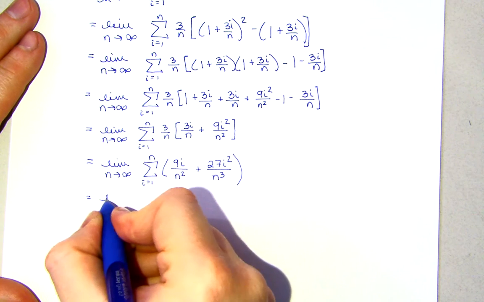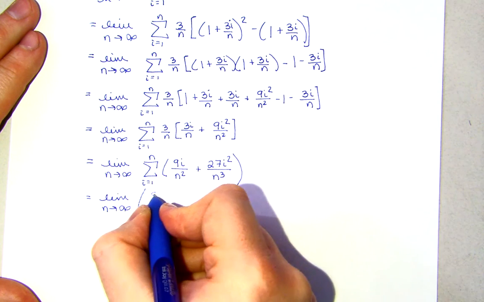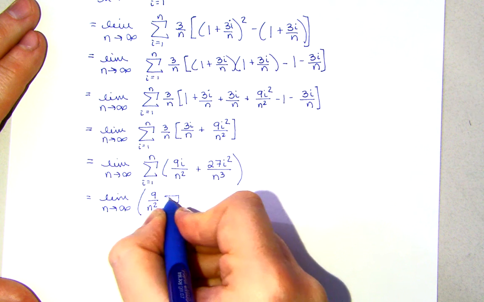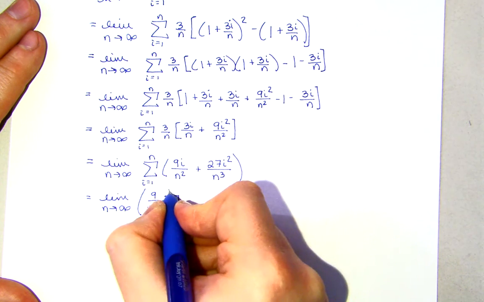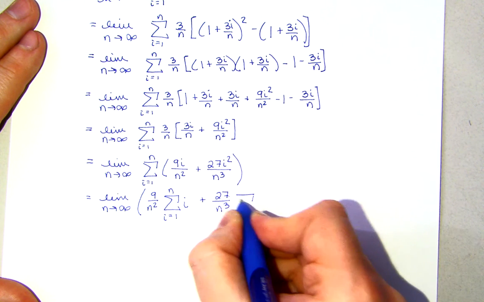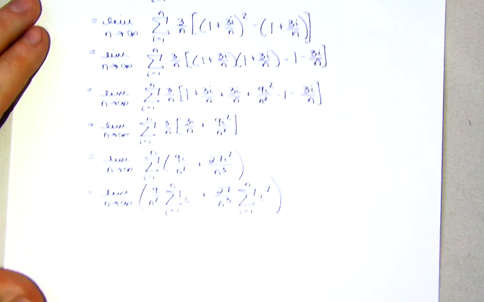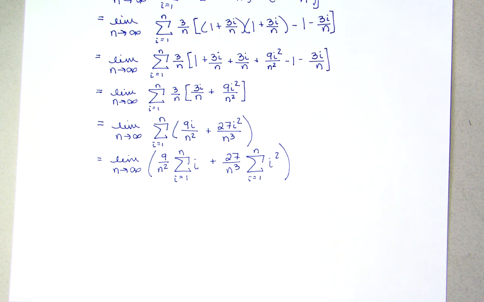So, let's see. This is the limit as n approaches infinity of 9 over n squared times the sum as i goes from 1 to n of i, plus 27 over n cubed times the sum as i goes from 1 to n of i squared. I think you need to go to your formulas, plug those formulas in, do some foiling and stuff. There is no need to combine the two formulas. I would just do one problem over here, one problem over here, and then do the two separate limits. So see if you can keep going with this.